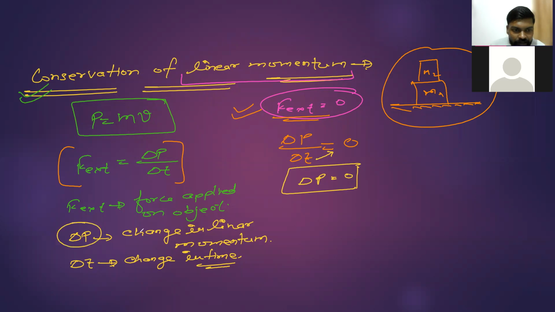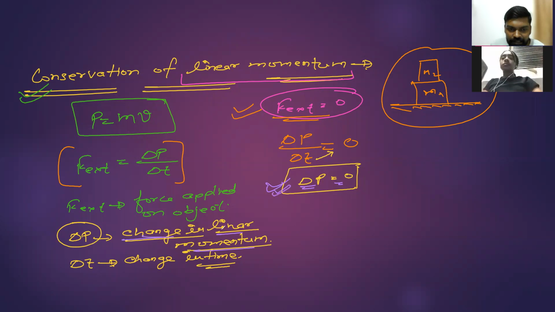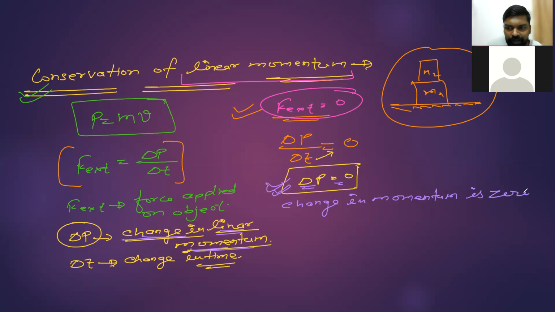Delta P is nothing but the change in linear momentum. So we see in this expression that delta P is equal to zero, which means the change in linear momentum is equal to zero. Are you getting me or not? Yes. So the change in linear momentum, or we can just call it momentum, is zero.